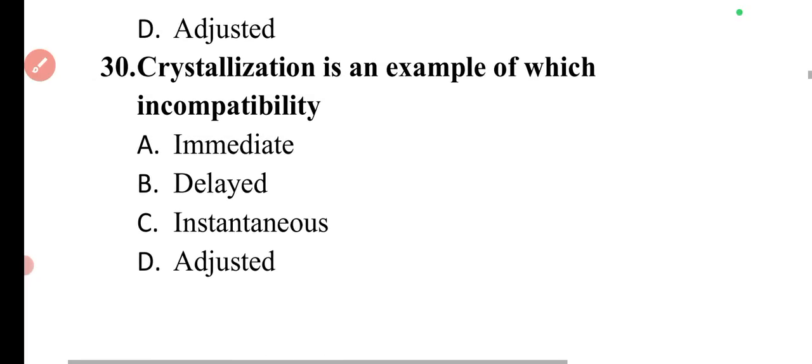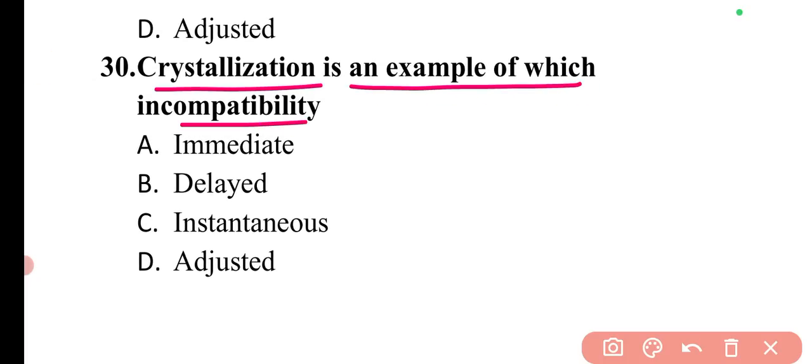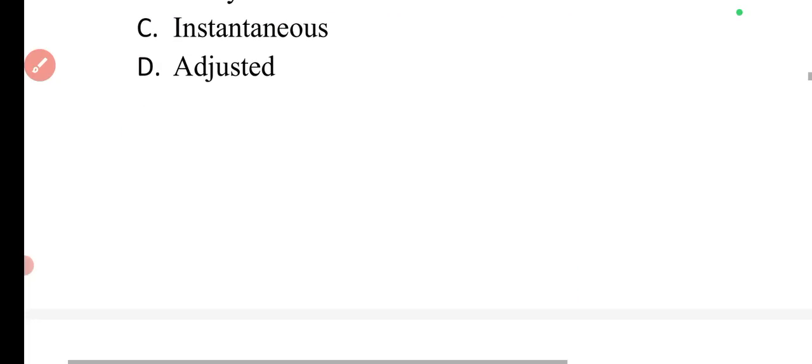Then coming to next question. So question is, crystallization is an example of which incompatibility? So crystallization is a delayed incompatibility. Basically this type of when crystals are formed, like when we place a solution for some time, then the crystal starts appearing. If it does not appear, we can find a third substance through which the crystals will start forming. So it is not immediately formed, crystals are not immediately formed, but they will form at a later stage. So these are the type of delayed incompatibility.